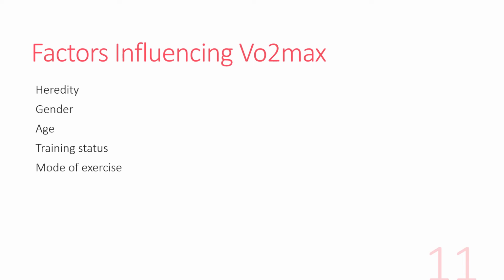Training status, how hard you're training, can certainly account for a huge improvement in your Vo2max. 6 to 25% improvement with training. So that can play a huge role for you. And also the mode. So we talked about a cycle ergometer test versus a treadmill test. It seems like biking, you'll get about a 10% lower reading in comparison to a treadmill for a regular person.